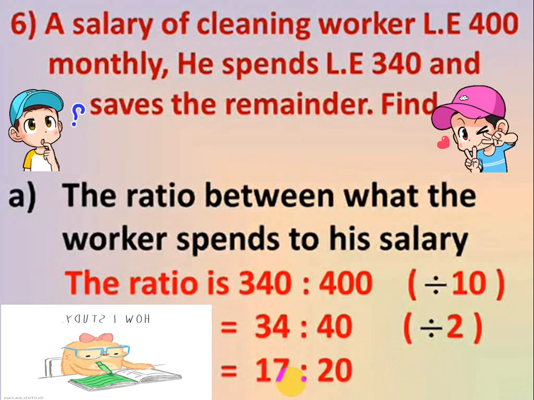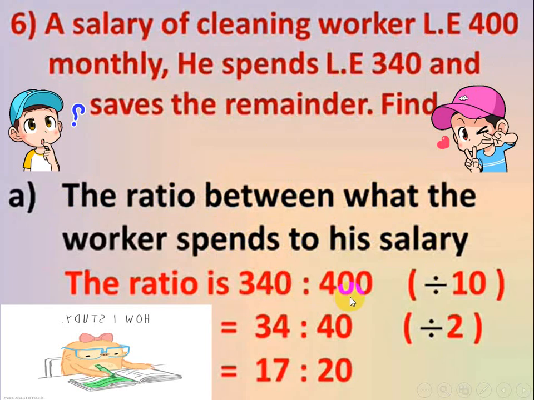Question 6. A cleaning worker's salary is 400 pounds monthly. He spends 340 pounds and saves the remainder. Find number A, the ratio between what he spends and his salary. He spends 340. His salary is 400.